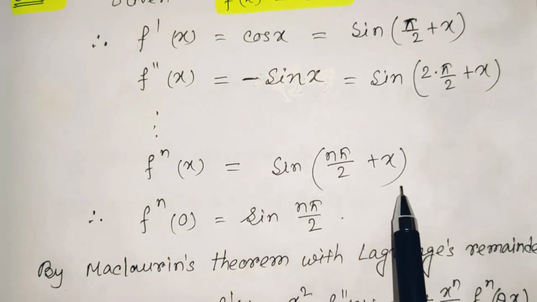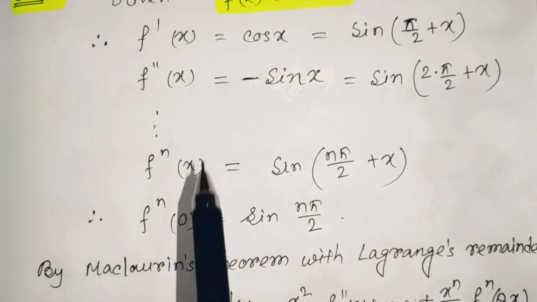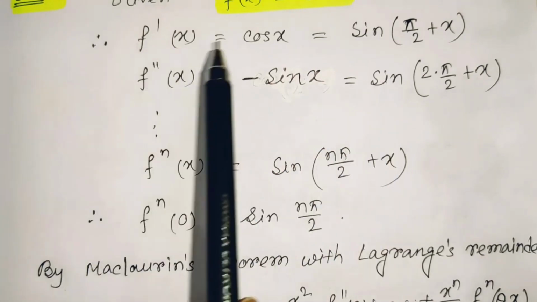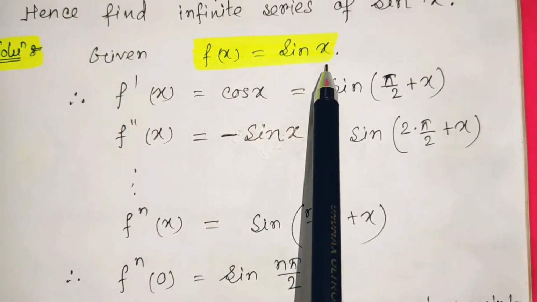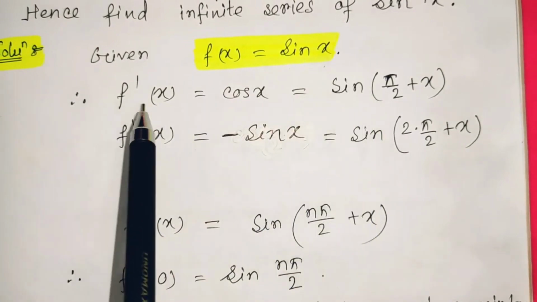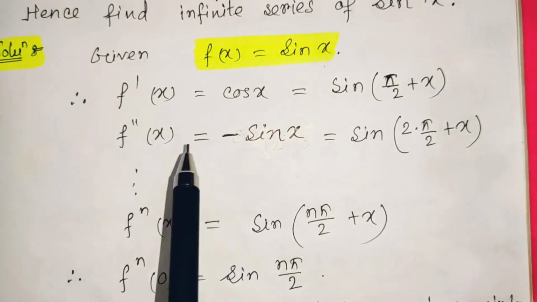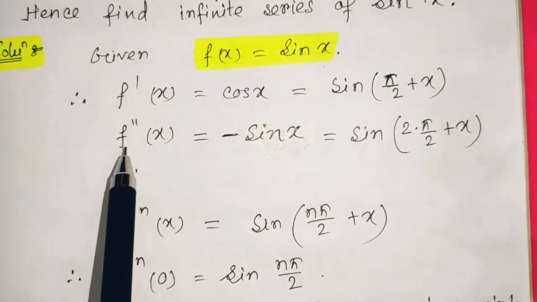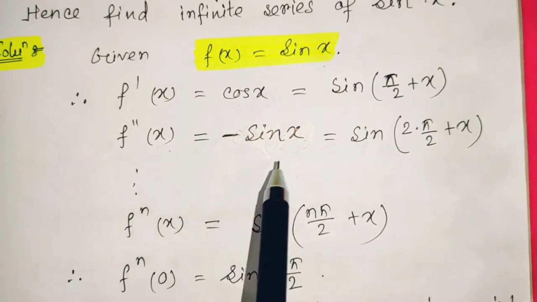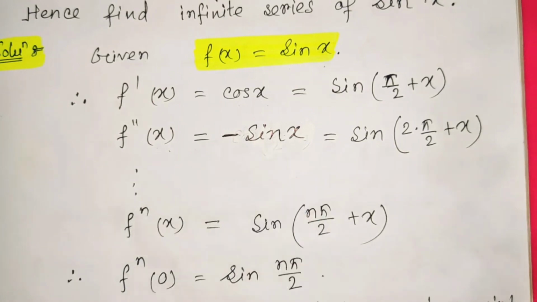So at the point 0, f of 0 is sin 0, which is 0. Then f dash of 0 is cos 0, which is 1. Again, f double dash of 0 is again 0. In this way, the values of all those derivatives we can find out.